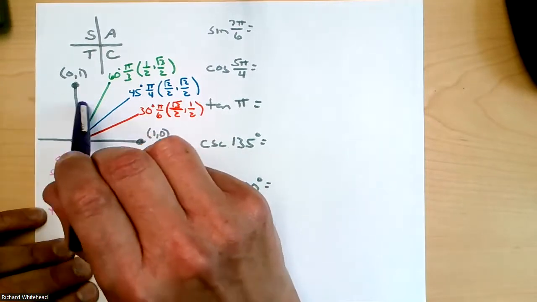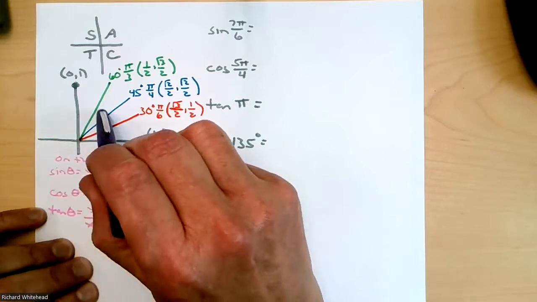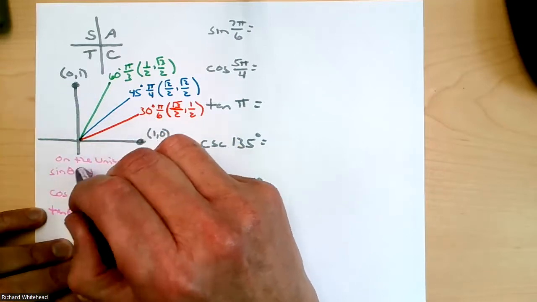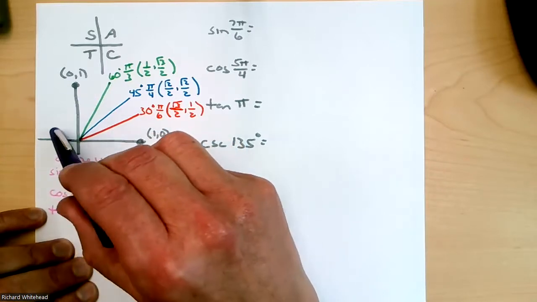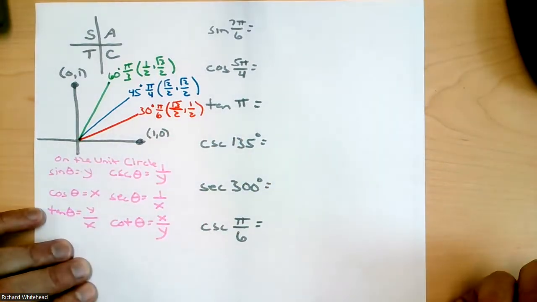And if you want, I will give you a blank unit circle. So if you want a blank unit circle for every test from now on, I'll give you a blank unit circle. If you want to draw the entire unit circle, that is fine with me. But I was going to show you a slight shortcut to it.